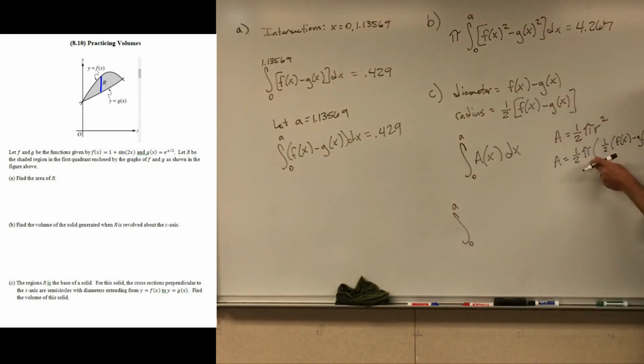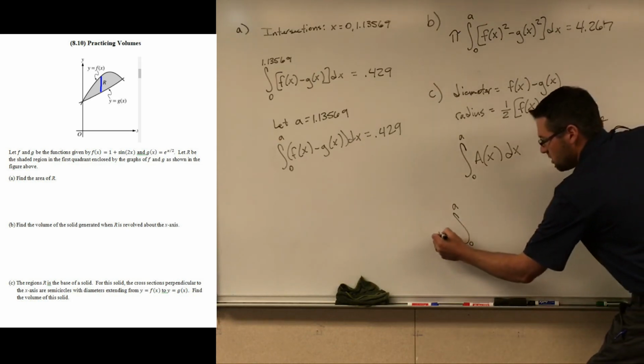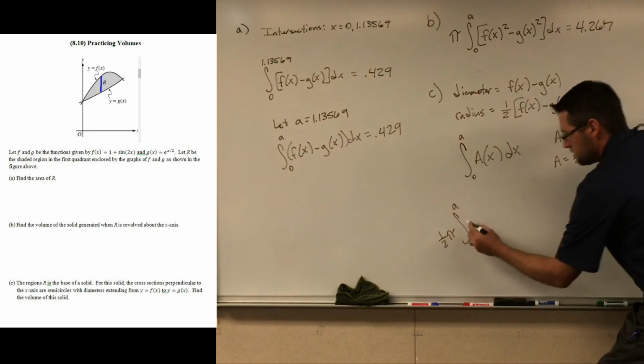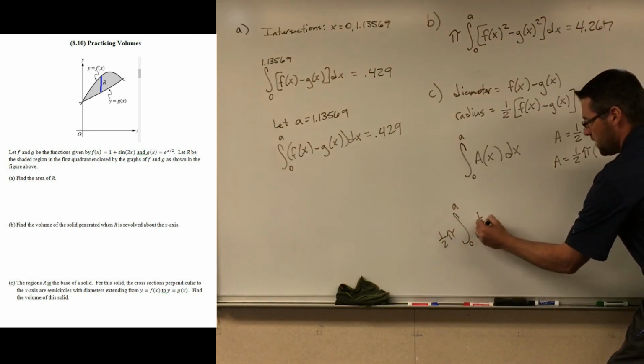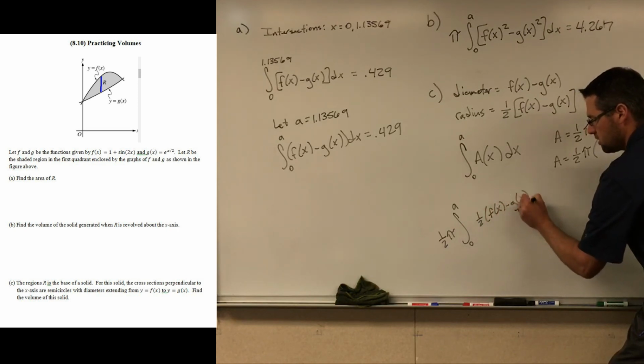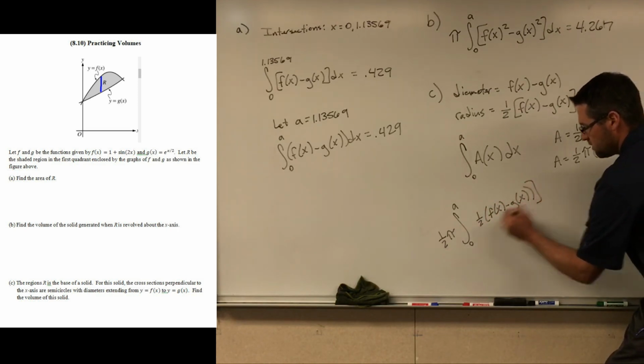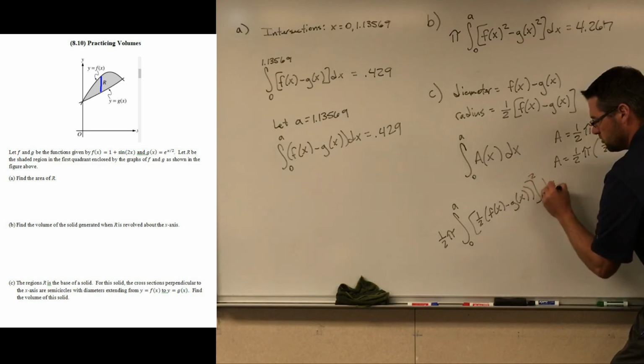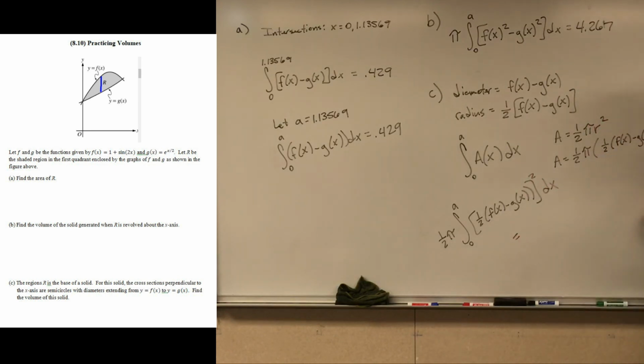And since 1/2 pi is a constant, I can take it out. Can I take out this 1/2? No, because I'm squaring it, right? So I'm just going to leave it in there. It's going to be 1/2 of pi times 1/2 of f of x minus g of x, and then all of that squared dx. Anybody get an answer for that one?